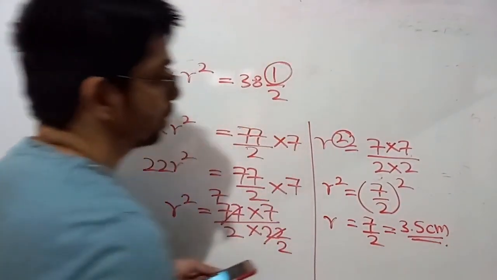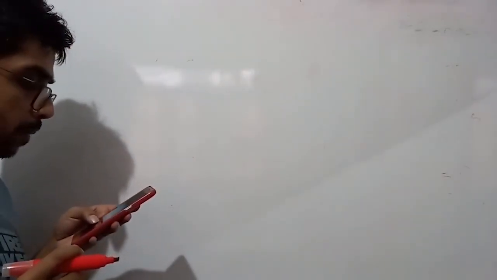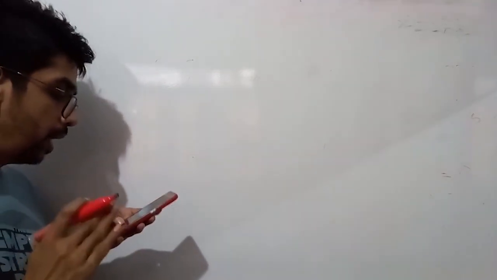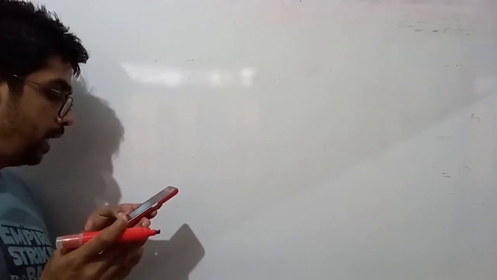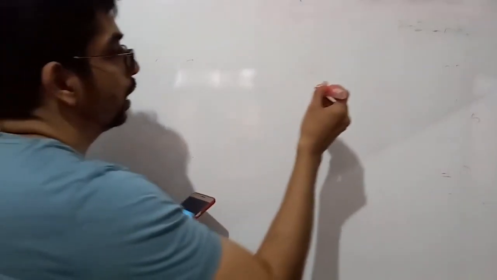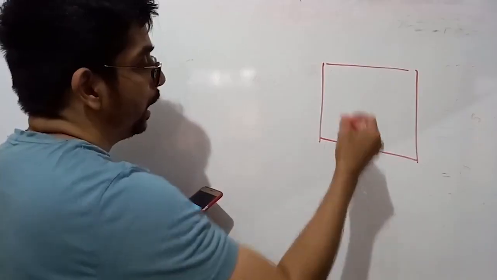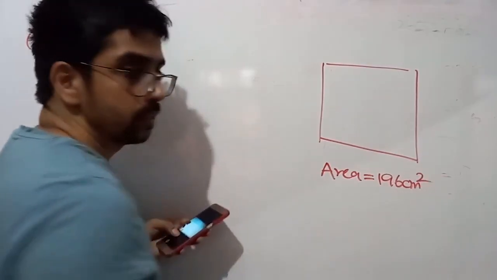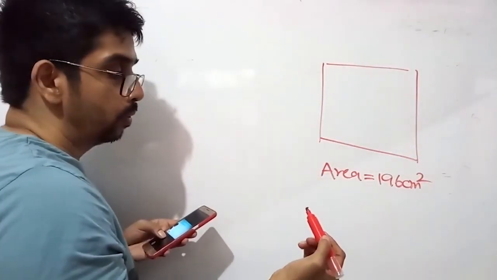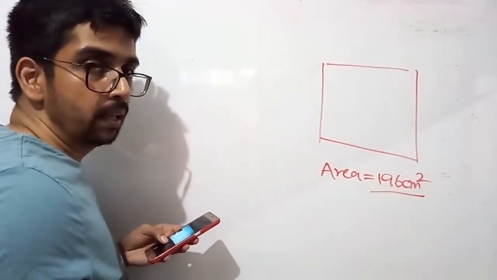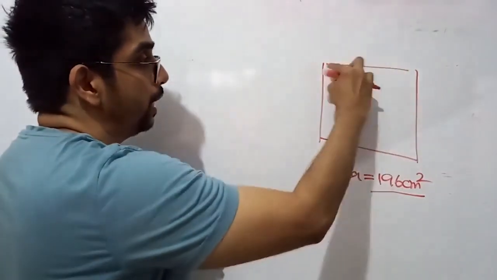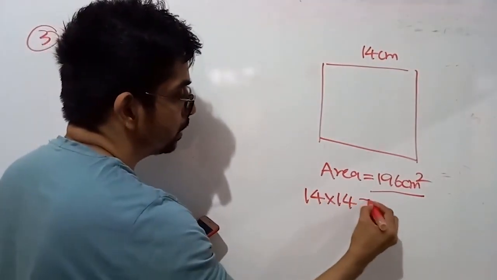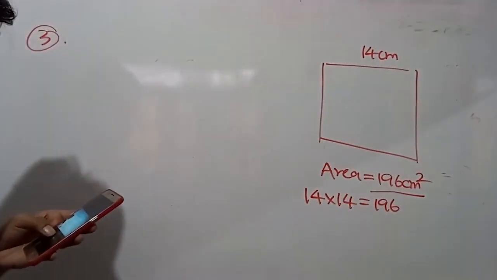3.5 centimeters. Consider the largest circular lamina that can be cut out from the square lamina of area 196 square centimeters. What is the radius of this circular lamina? The area is 196 square centimeters. So this is a square lamina, no? Area is 196. So this is a square. Then what is the length of one side? 14 centimeters. 14 times 14 is 196. What is the radius of the circular lamina?